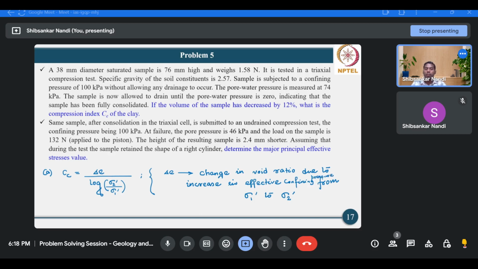Please keep in mind that this type of consolidation is different from the odometric consolidation, because in the case of odometric consolidation, consolidation occurs only along the vertical direction. So that was one-dimensional consolidation. However, this is a case of isotropic consolidation where the consolidation is happening in all directions.